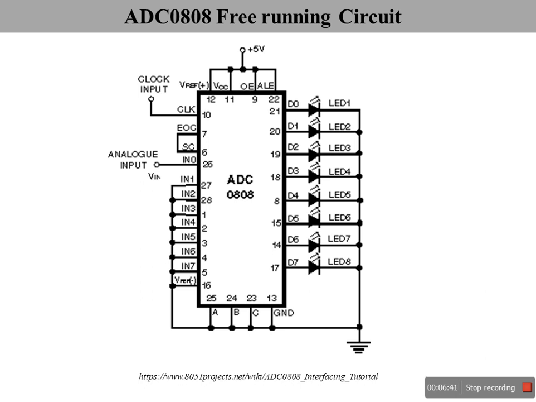Coming to a free running circuit, it is possible even without interfacing to a microcontroller to see the digital data on a display. We can connect 8 LEDs to the data pins and connect one analog input to IN0, then start the conversion. This is a very basic circuit for ADC 0808. Depending upon the input signal, the set of ones and zeros it is converted into will be available on these pins, which are connected to the LEDs. So some LEDs will be on and some off depending upon the digital data. We call this a free running circuit of ADC.